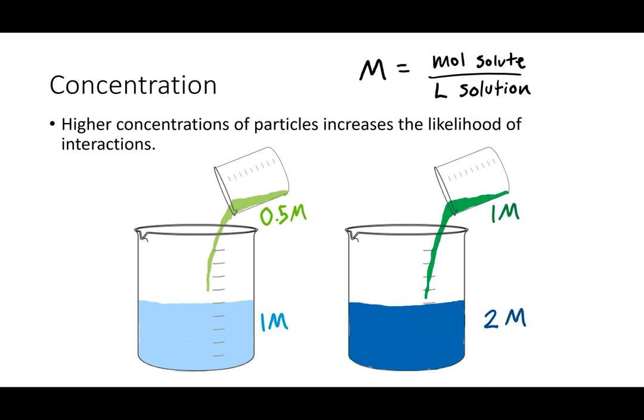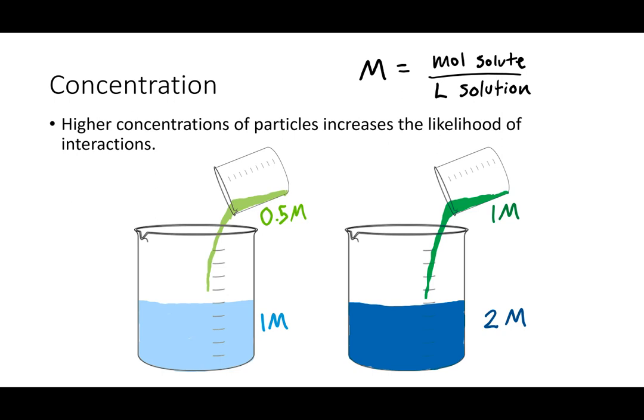Okay, the second one is concentration. Higher concentrations of particles increases the likelihood of interactions. So let's look at one that we've seen before. Here's capital M again, that is molarity, moles of solute over liters of solution.